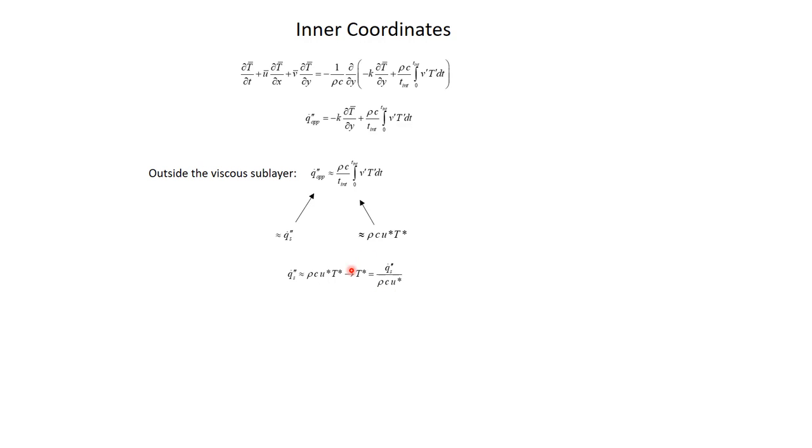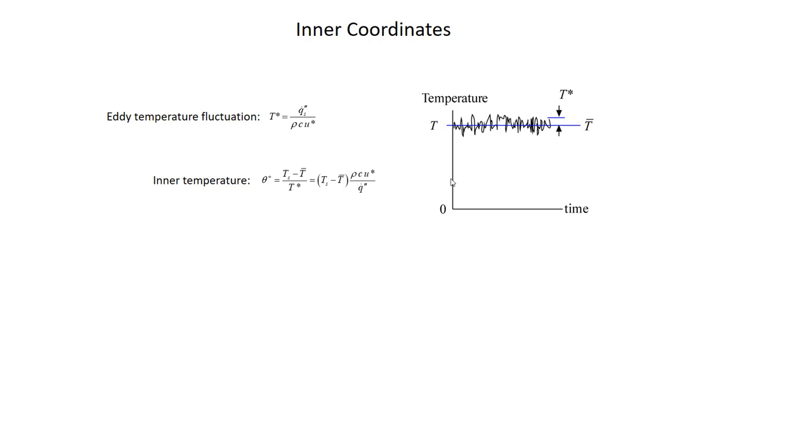I can solve this for T star. That is my eddy temperature fluctuation, right? This is about how large I would expect the temperature fluctuations to be in a turbulent flow. And so if this is temperature with respect to time, this black line is the actual temperature. It's fluctuating around an average temperature T-bar, right? And the size of these oscillations, the scale here, is T star. So T star is given by this. And if I want my inner temperature, theta plus, it's just the temperature difference relative to the surface normalized by the size of these temperature fluctuations, right? That's this equation right here.